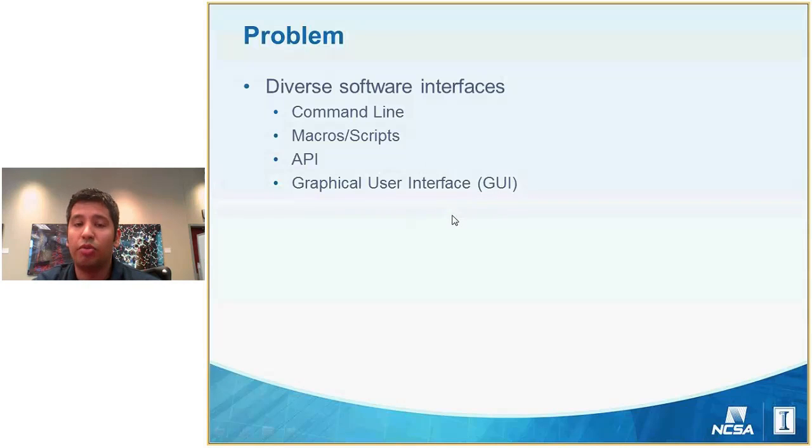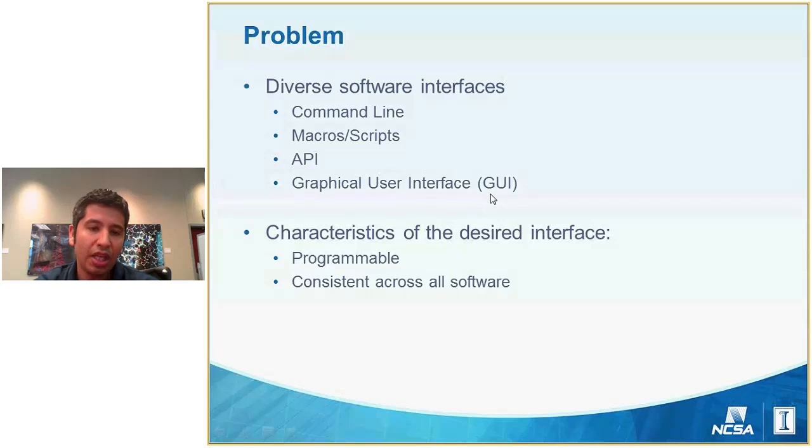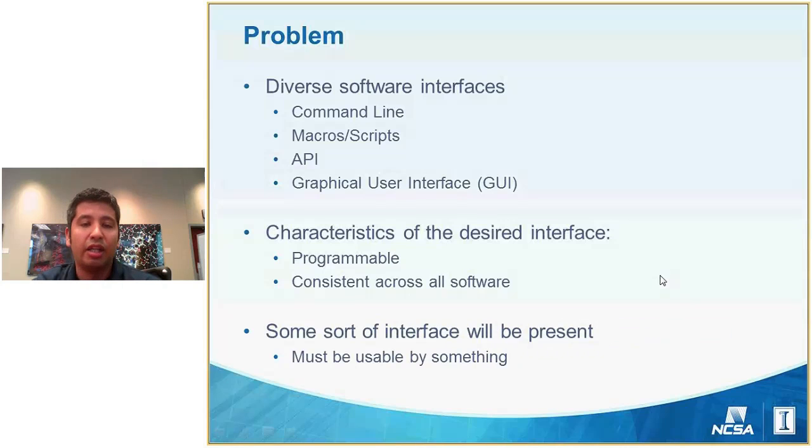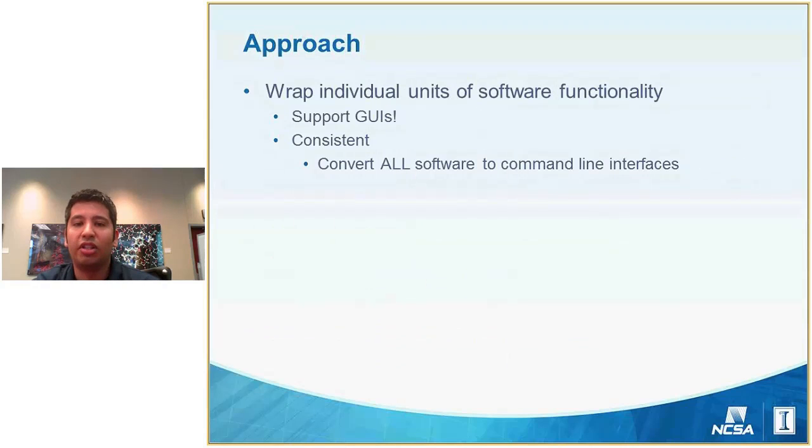The idea with the software server is we don't want to restrict ourselves to any one type of interface. We don't want to restrict ourselves just to easy stuff especially. We want to be able to incorporate anything into the software server. So I would say the hardest thing here is the GUI stuff, so that's the thing we focused on, interfacing with GUI applications. Again, the characteristics of the desired interface are that it's programmable and consistent across all software, which is what that REST interface will be. And the one good thing about this is that all software will have some sort of interface. It has to, right? Otherwise, it's not usable. It's useless. So the idea is there's some sort of interface out there. You've just got to use it and adapt to it.